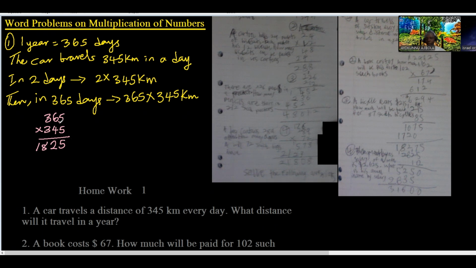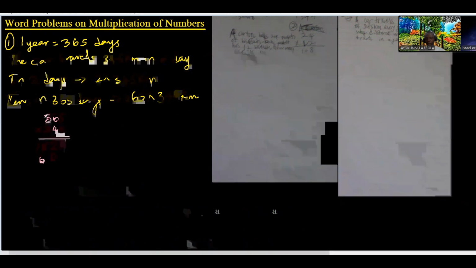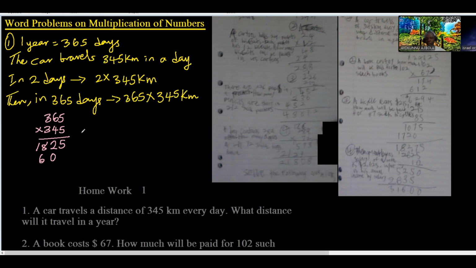Now 4 times 5, that's the second digit at the bottom. 4 times 5 is what? That's 20. I write 0, I keep 2. 4 times 6 is what? 6, 12, 18, 24. 24 plus the 2 I kept, that is 26. I keep 2 again. 4 times 3 is 12. So 12 plus 2, that is 14.